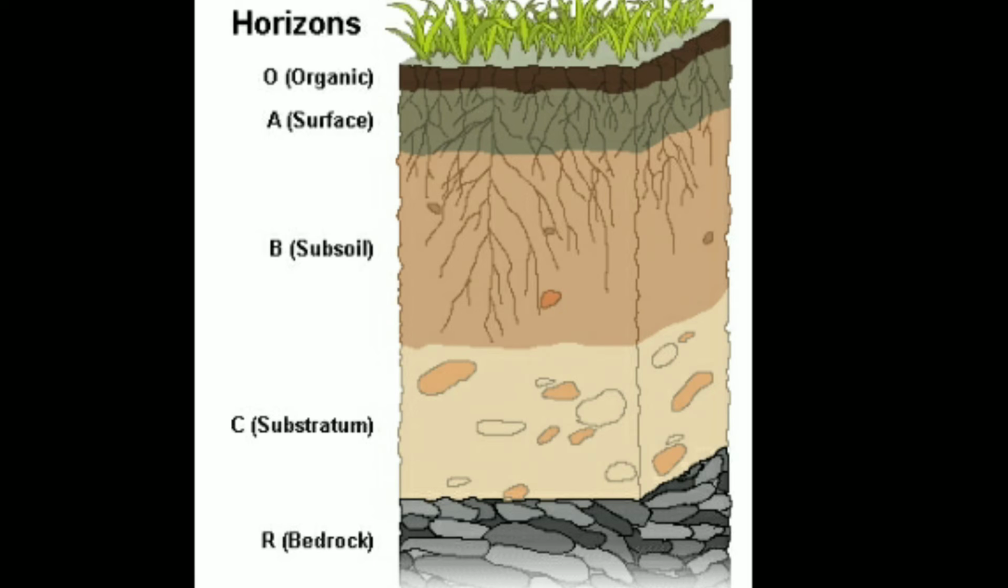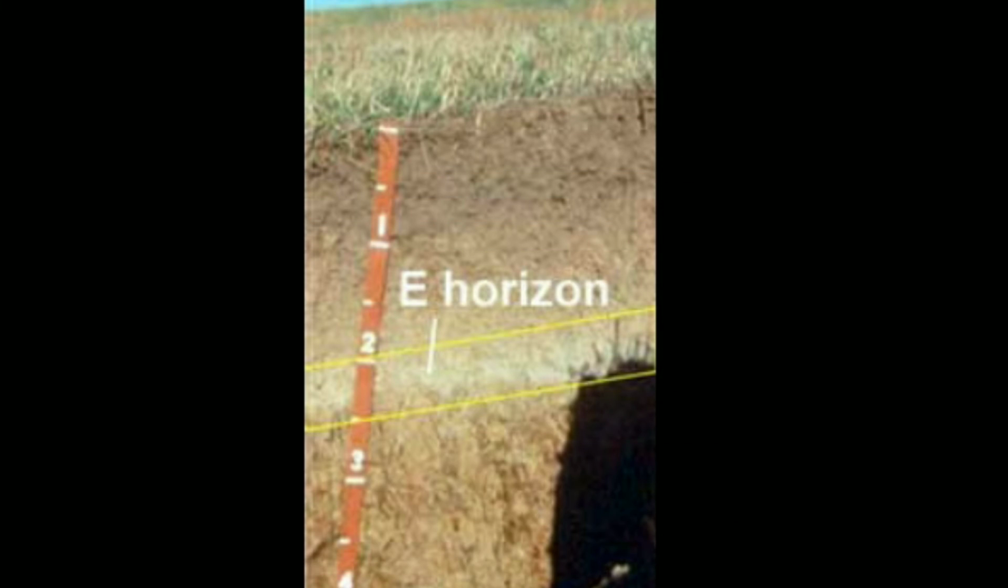The third layer is the C horizon, which is made of small lumps of rock with cracks and crevices. Below this layer is bedrock, which is hard and difficult to dig with a spade.